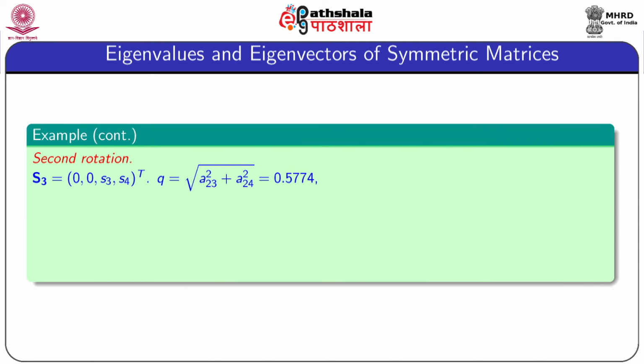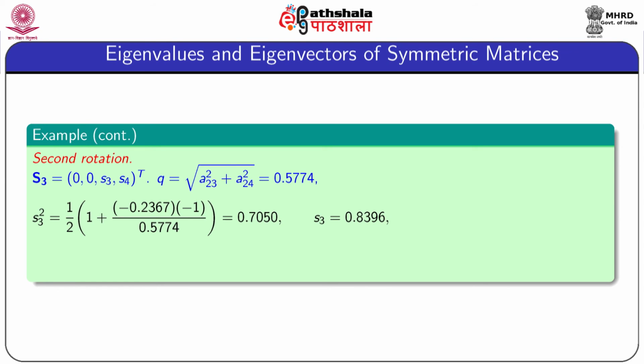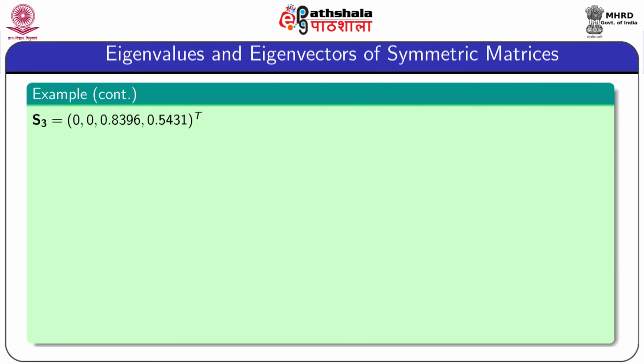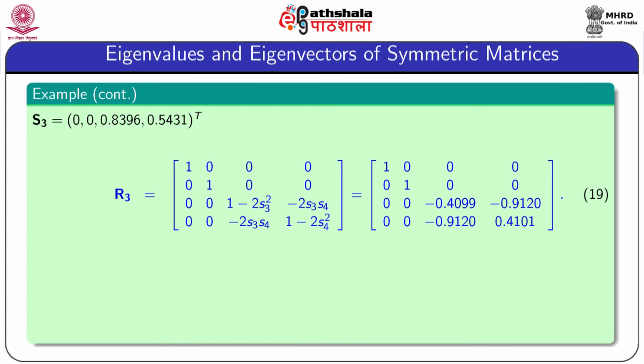Now, we apply the second rotation. In the second rotation, the rotational vector S3 equals 0, 0, S3, S4, a column vector, and Q equals 0.5774. S3 equals 0.8396, S4 equals 0.5431. Therefore, the rotational vector S3 equals 0, 0, 0.8396, 0.5431, correct up to 4 decimal places. Then the rotational matrix R3 is given by equation number 19.